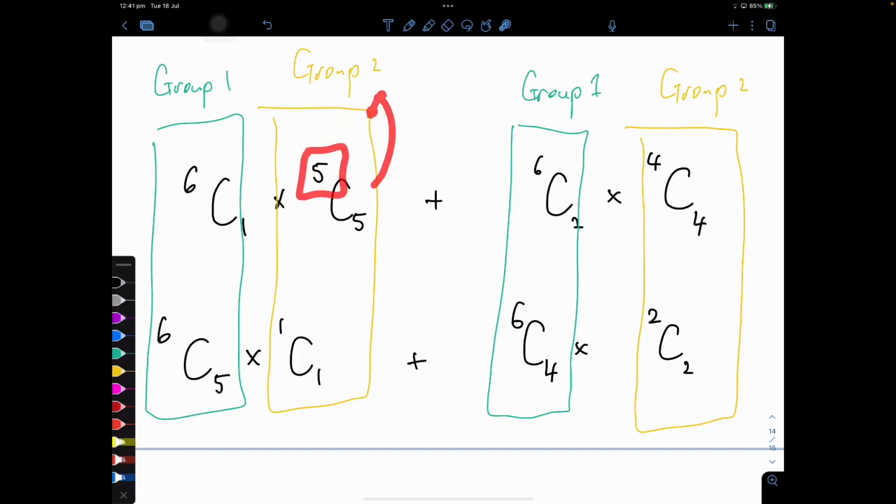And how many people do you want in that second group? 5. Okay, so you can see why we have 5 choose 5 here, which equals 1.